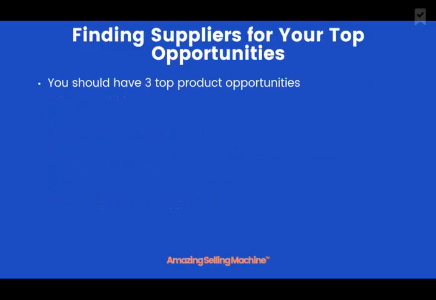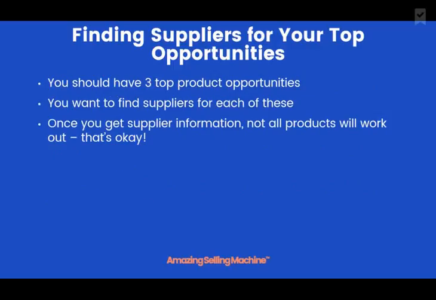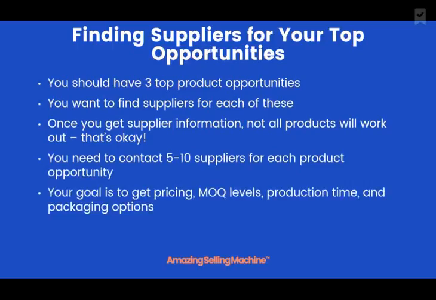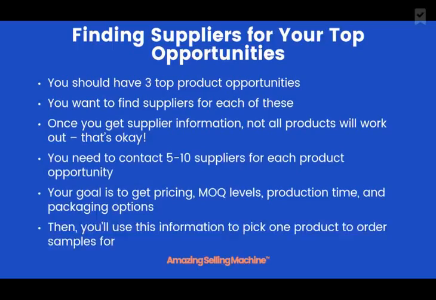By now, you should have narrowed down your product list to only 3 top product opportunities. You're going to want to find suppliers for each one of these. And once you get supplier information, not all your products will work out, and that's totally okay. You'll need then to contact 5 to 10 suppliers for each product opportunity. Your goal is to get pricing, MOQ levels or minimum order quantity, production time, and packaging options. Then we're going to use this information to pick one product and to finally order a sample for it.